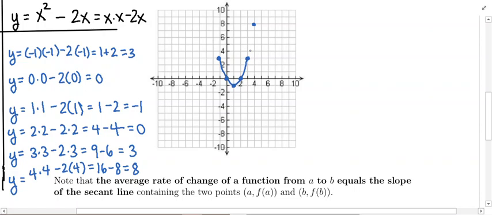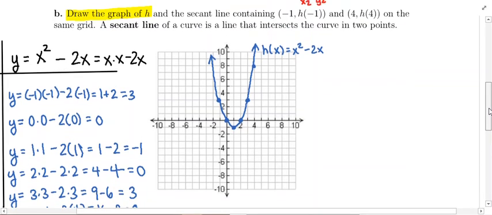So, I'm going to keep going. You don't have to, but the graph, if I extended it, it's just going to go up like this forever. So this is the graph of h of x is equal to x squared minus 2x. All right, so that's the original curve.